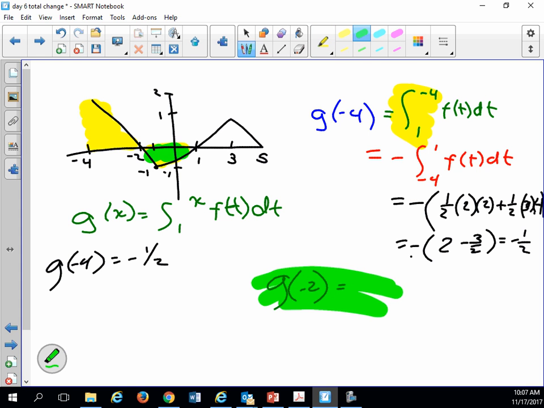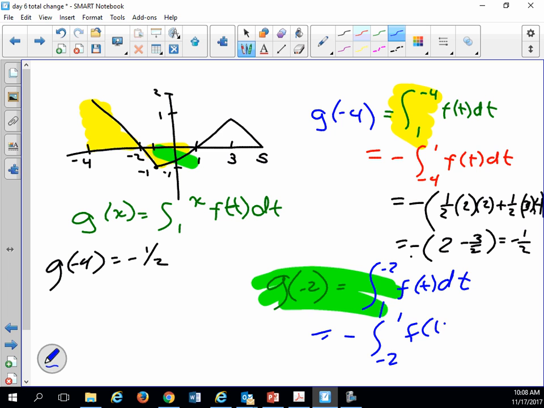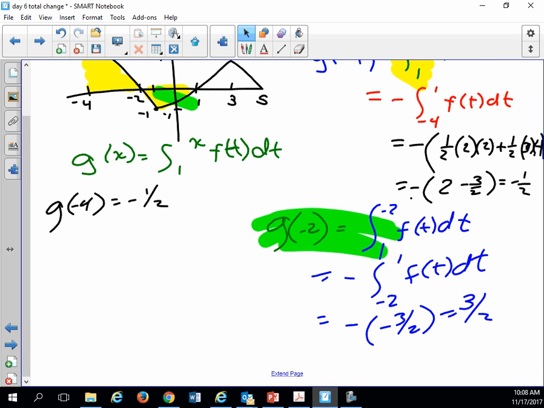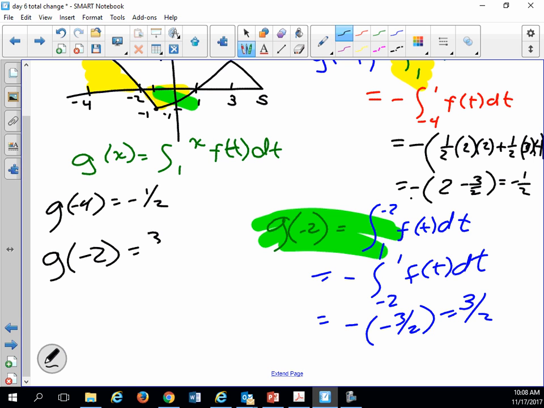That would be this piece. That's just that piece. By the way, that would go from 1 to -2 of f of t dt. Or in our case, I like to go in order, -2 to 1. I know that piece, that's negative. I have that piece right here. That's negative, -3/2. Makes this 3/2. So g of -2 is 3/2.